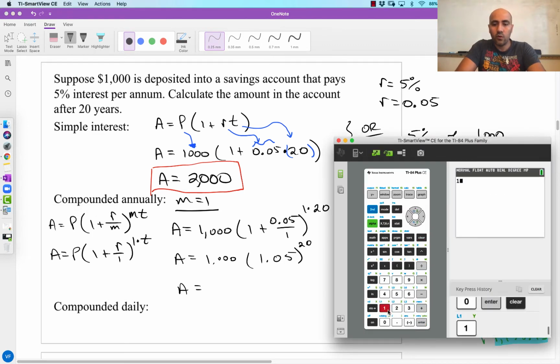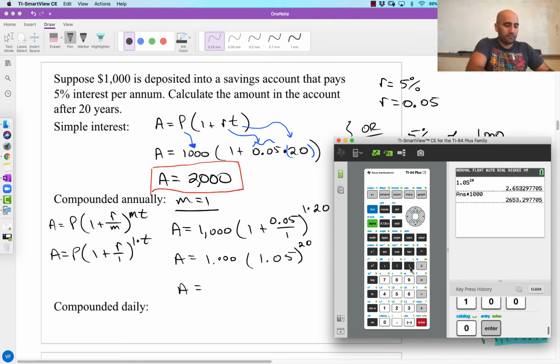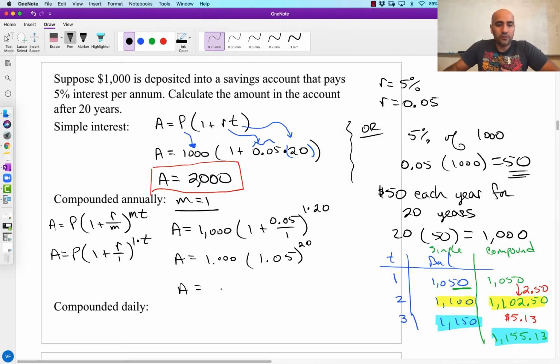So let's get our calculator. Clear. So it'll be 1.05 to the power of 20. We get that times 1,000, and we get 2653 points. Let's just round it to 30 cents. So this is going to be $2,653 and about 30 cents.